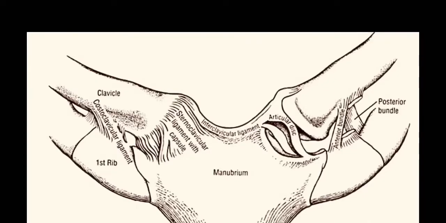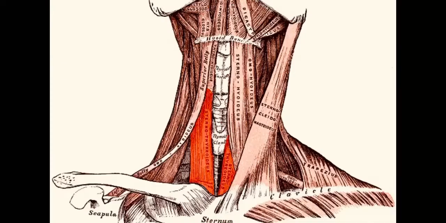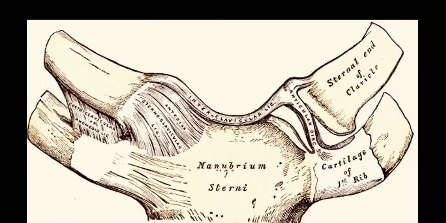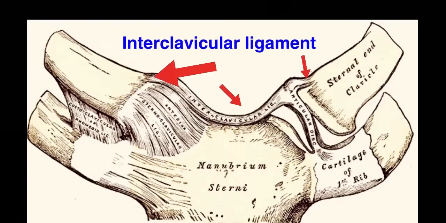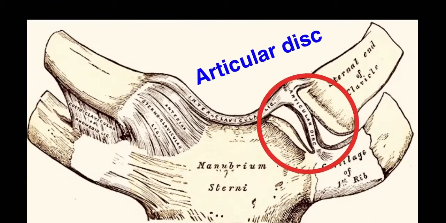In addition, the joint is stabilized anteriorly by the sternal head of the sternocleidomastoid and posteriorly by the sternothyroid and sternohyoid muscles. The interclavicular ligament spans the jugular notch, connecting the medial ends of the right and left clavicles. The costoclavicular ligament is a strong structure extending from the cartilage of the first rib to the costal tuberosity on the inferior surface of the clavicle. The articular disc separates the joint into distinct medial and lateral joint cavities.